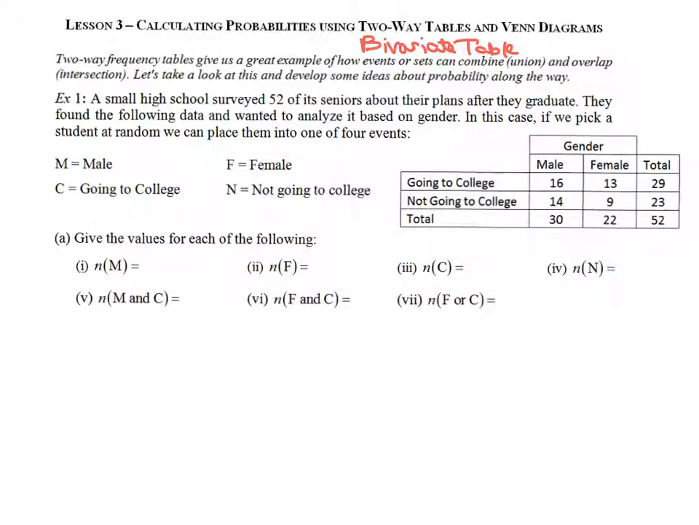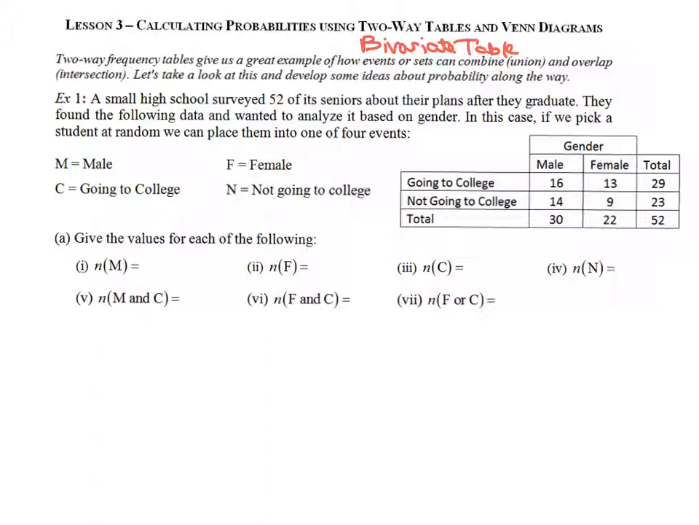I can also read my table horizontally, so I can look at the students who are going to college. If 16 males and 13 females plan on going to college, that's a total of 29 students who plan to go to college. In the second line, the not going to college students, there are 14 males, 9 females, so 23 students altogether not planning on going to college. You'll notice that this number in the bottom corner is the total of all of the students that we have surveyed. So, reading this table carefully, we can answer the following questions.